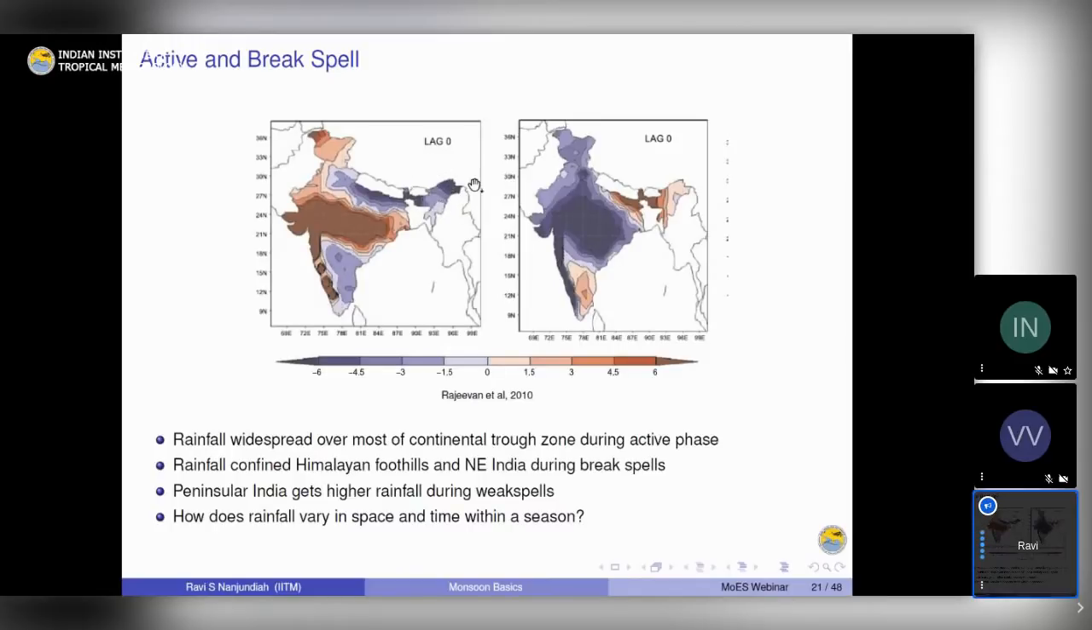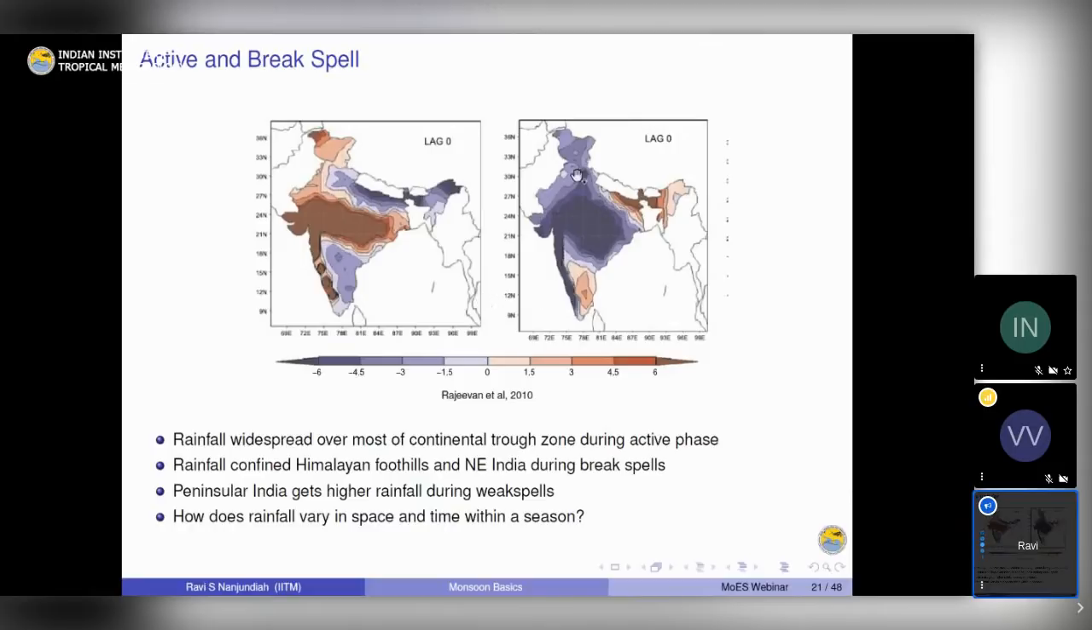These are composites. That is, we are looking at the departure from the means. So it is not the actual numbers, but the departure from the means. So it is higher than normal over this region during active spells, and also along the Western Ghats and parts of Kashmir and others, and tends to be lower over Tamil Nadu and Andhra Pradesh and parts of Karnataka.